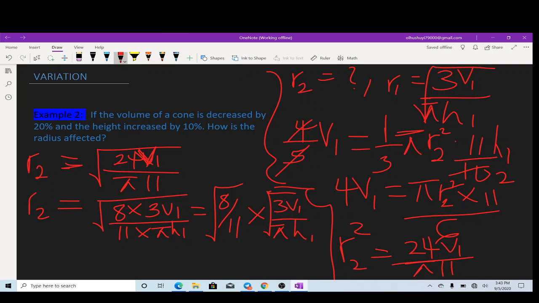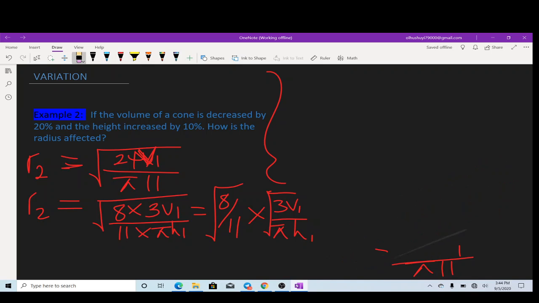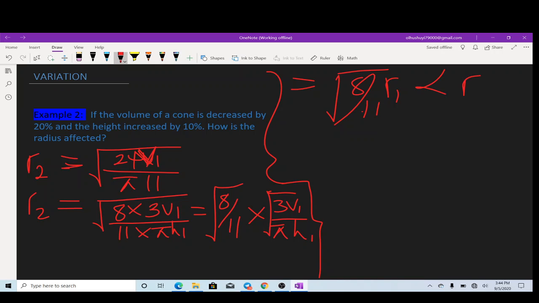Now this is where you can get what happens to R2. Without this part, you can't get what happens to R2. It's where you decide. So you can rewrite this as the square root of 8 upon 11 times R1, which is actually less than R1. And what does that mean?